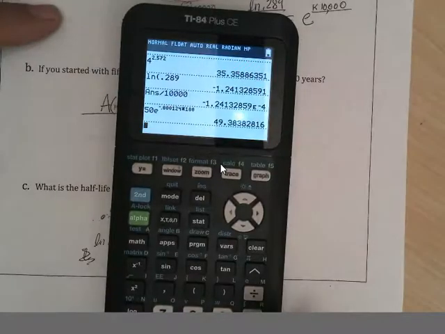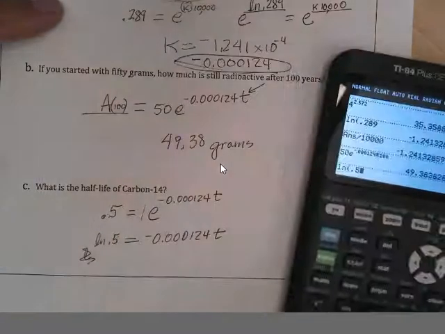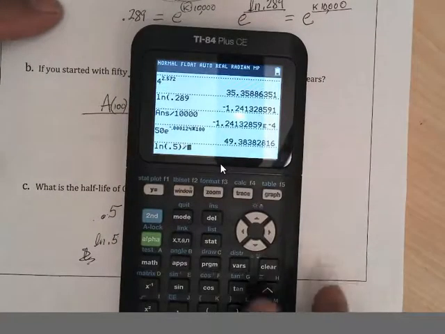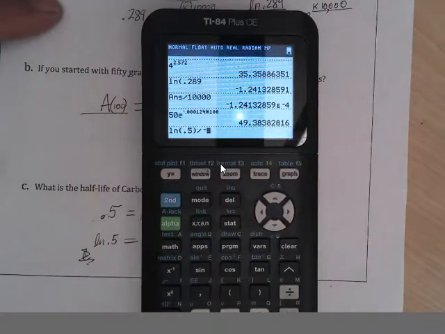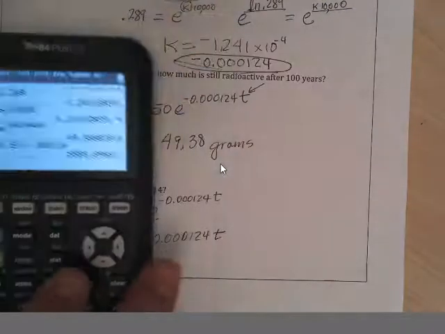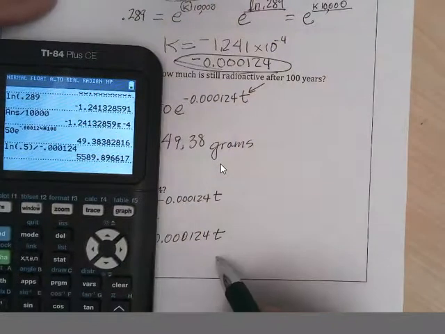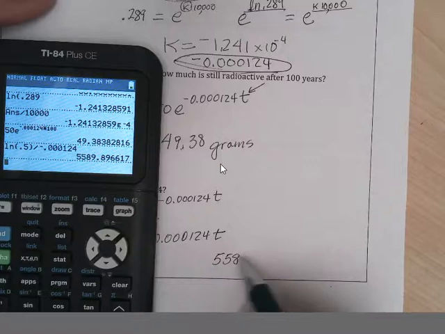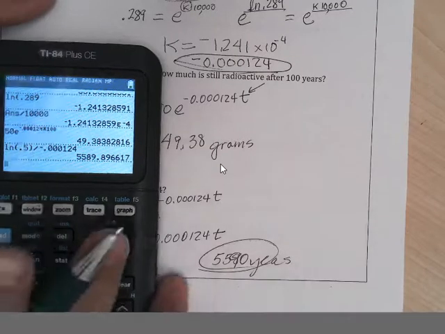So ln 0.5, close parenthesis, divided by negative 0.000124, and the half-life is about 5,600 years. 5,558 and 90 rounded off years. About 5,600. Back page. You need to know your formulas.